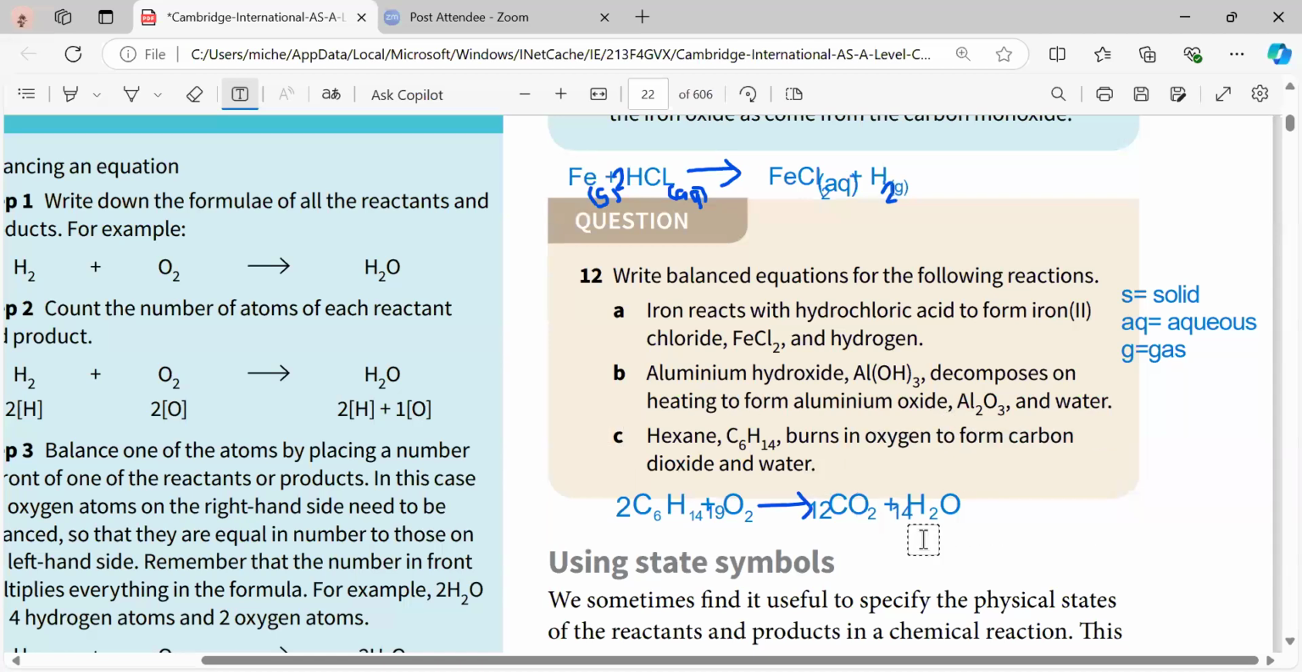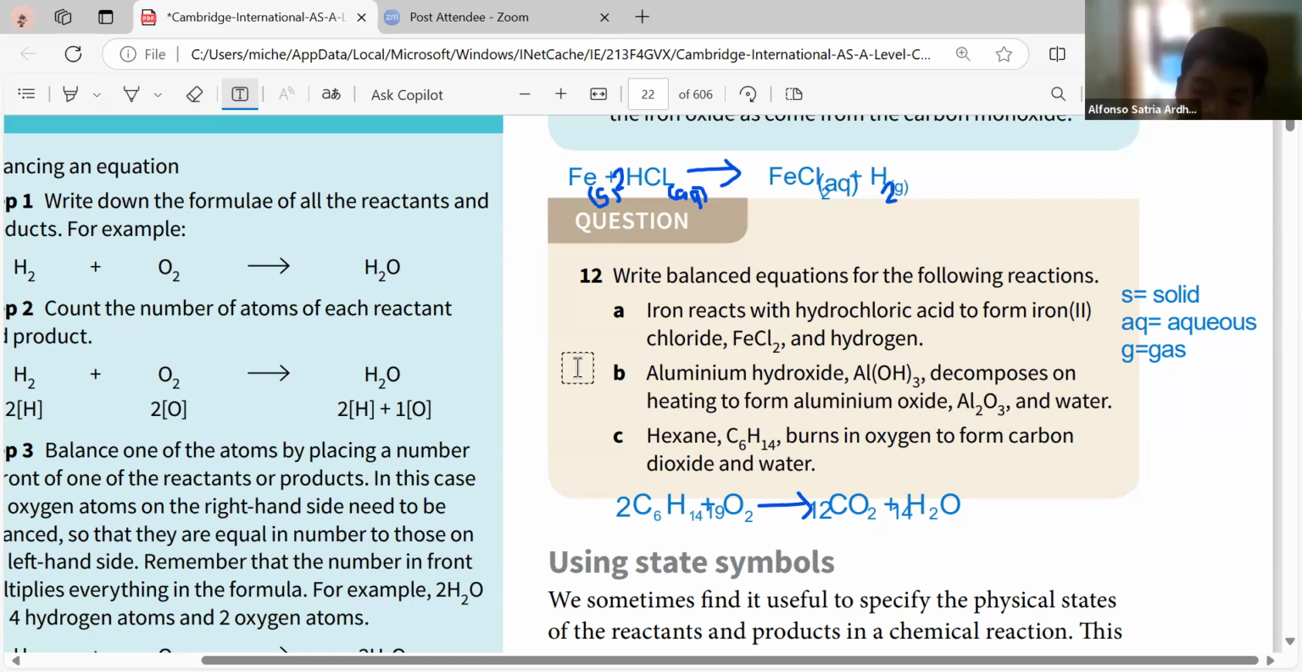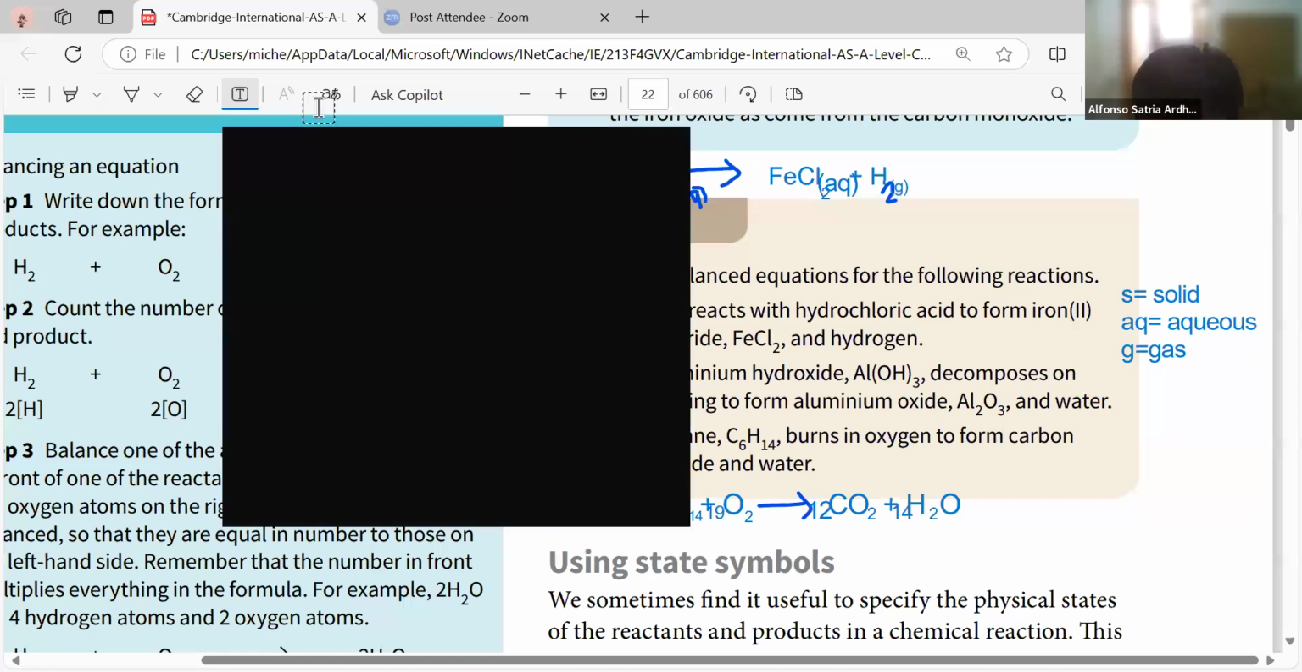Do you have any questions so far regarding this equation, or do you want me to explain this again? I'm going to give you 1 minute in case you want to ask any question or you want me to re-explain things. No. No. Okay, give me a second.